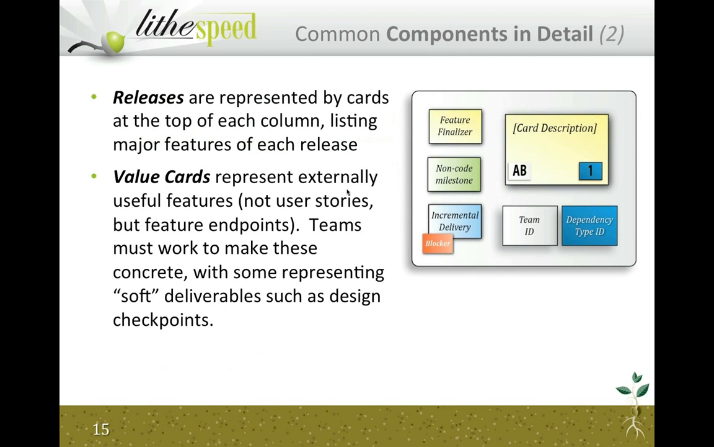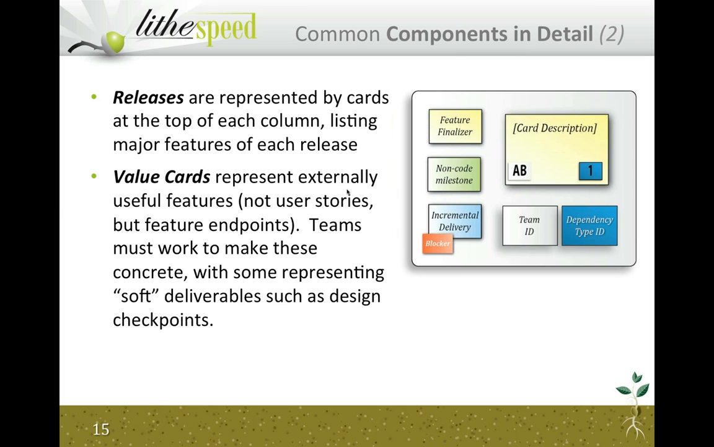If you look at the top of the board, you'll often have some sort of cards that denote major release points. So if you have, for instance, a release after 4 sprints, at the top of that 4th column or at the interstitial point between it and the 5th column, you might have a card that says, release 1, this is your claims processing module or something of that nature. You can just have those up there to represent major milestones, if you will.